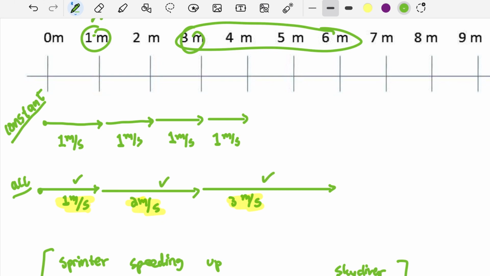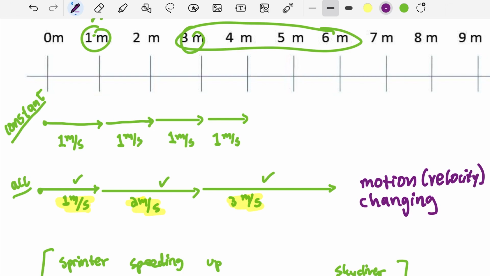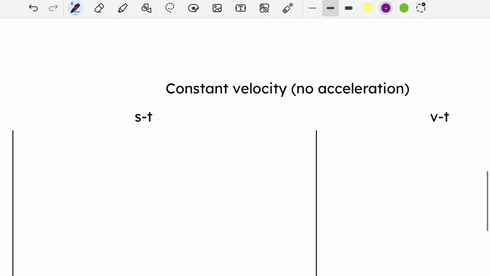You could, of course, also start at 3 meters per second and move slower to get down to 1 meter per second. Accelerated just means motion changing, or velocity specifically changing. So it could be speeding up, it could be slowing down. Great, what does this look like on a graph?